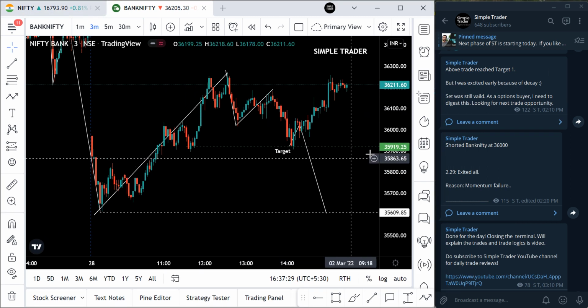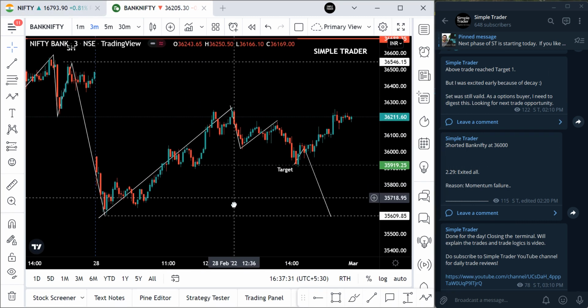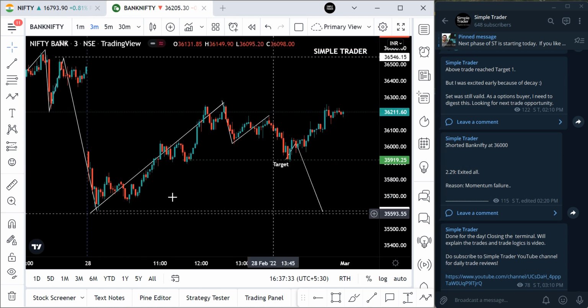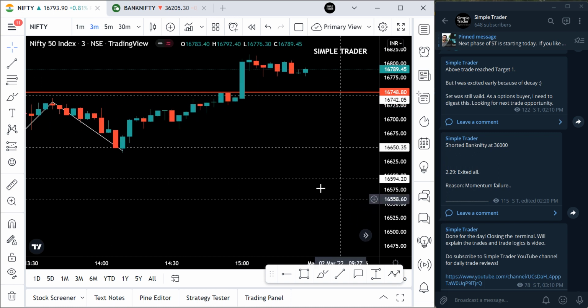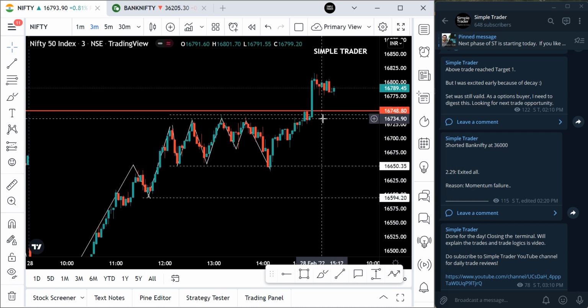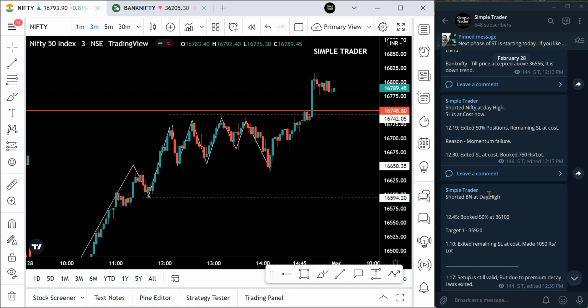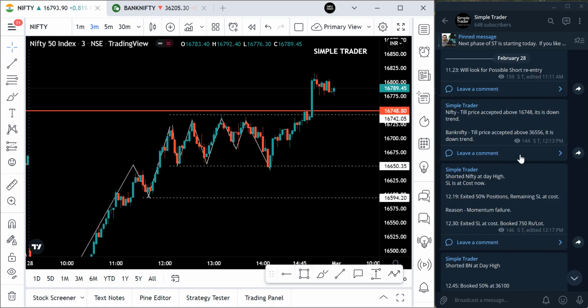And these are the logics for looking at the trades today. It was actually a complete downtrend in Nifty and Bank Nifty. By the end of the day, Nifty took out this particular zone, 16748, which was mentioned here. It was finally taken out after 3 o'clock. I was not interested in taking any trades after 3, so I closed my terminal, and this is what happened here.